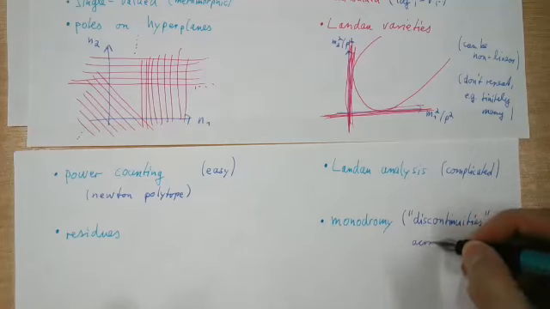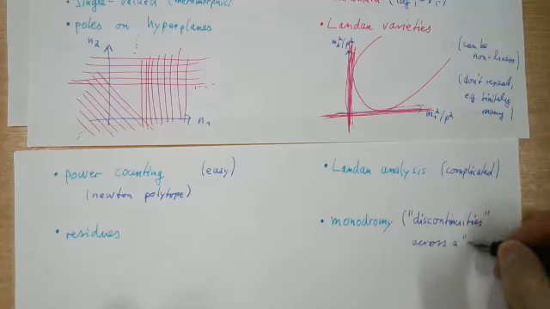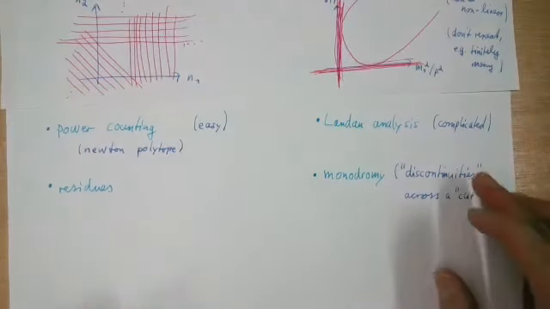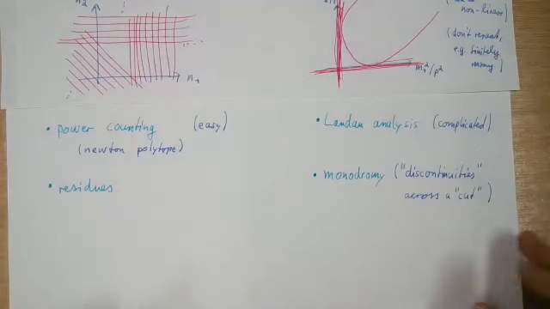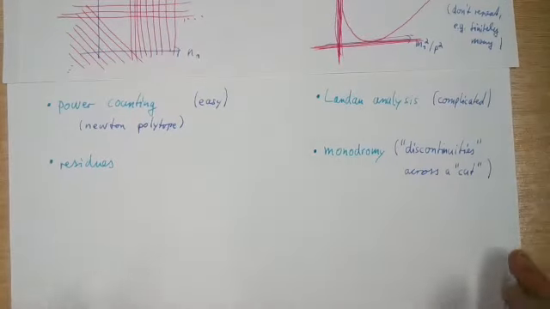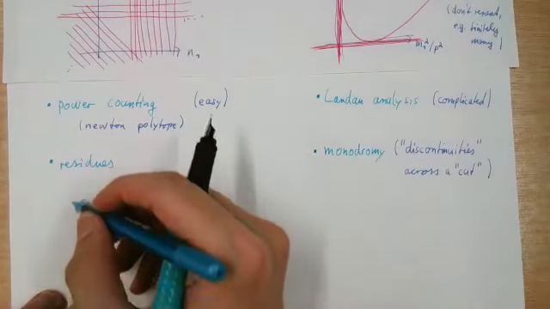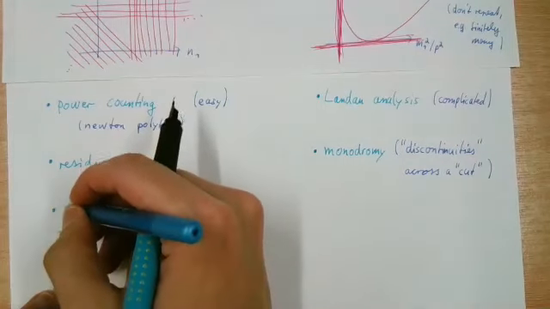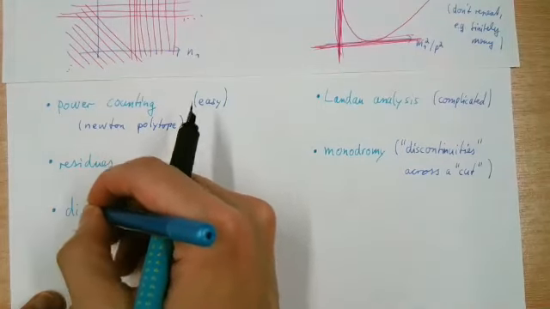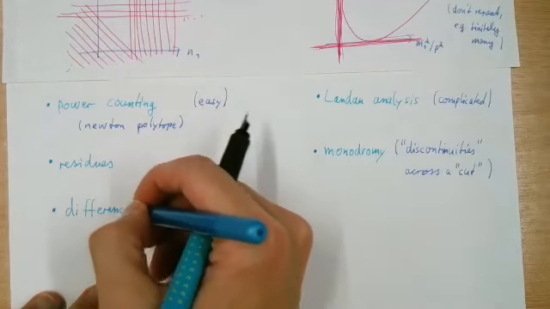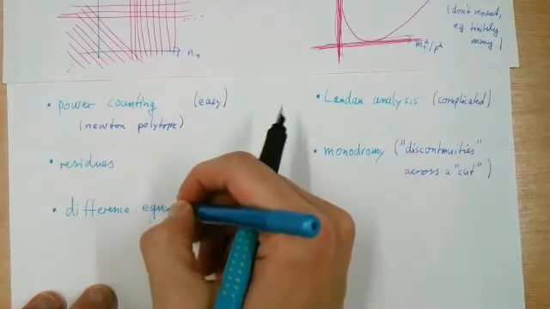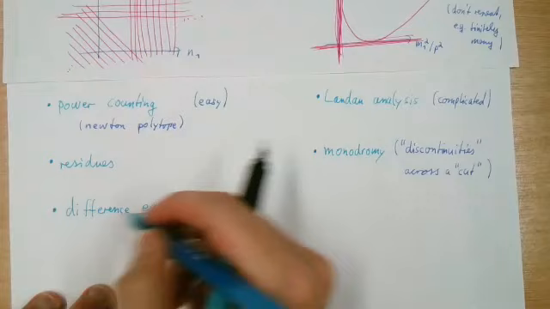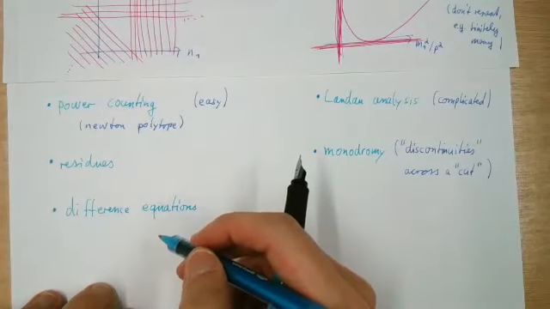Across a cut. So maybe that's a language you're more familiar with. When I say monodromy, I mean the same kind of things. And then there's an aspect that I don't have time to talk about, unfortunately: there are difference equations in the dimension and the indices. So you can relate the integrals with different indices.